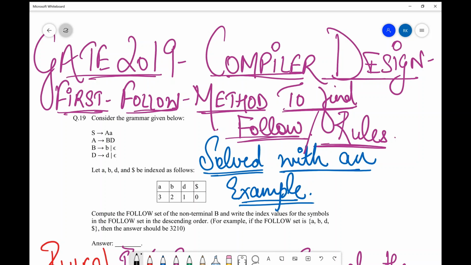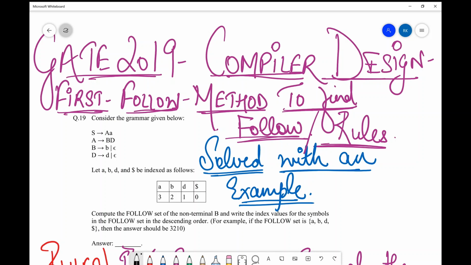And now in this session, we are going to see what are the rules to find out the follow, right? Follow of a non-terminal. Basically, you never find out the follow of a terminal, so it is always follow of a non-terminal. And how do you find the follow, and what are the rules which play a major role over here? We are also going to solve it with the help of this GATE 2019 example.